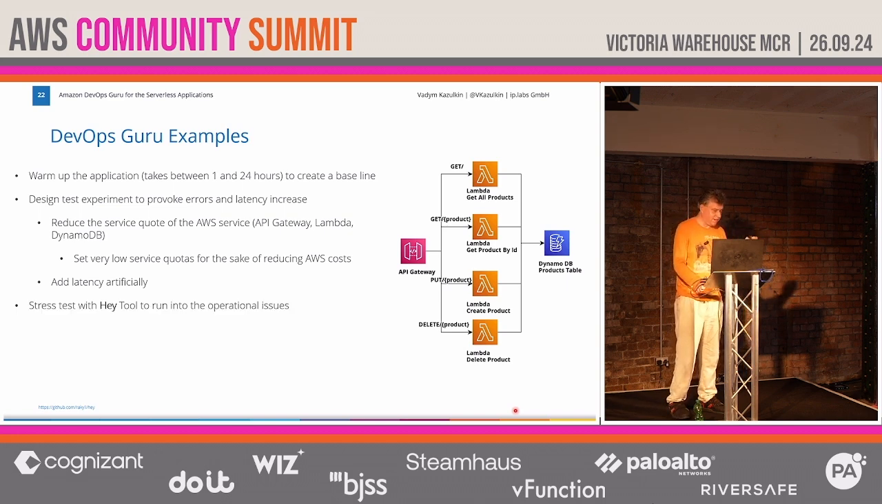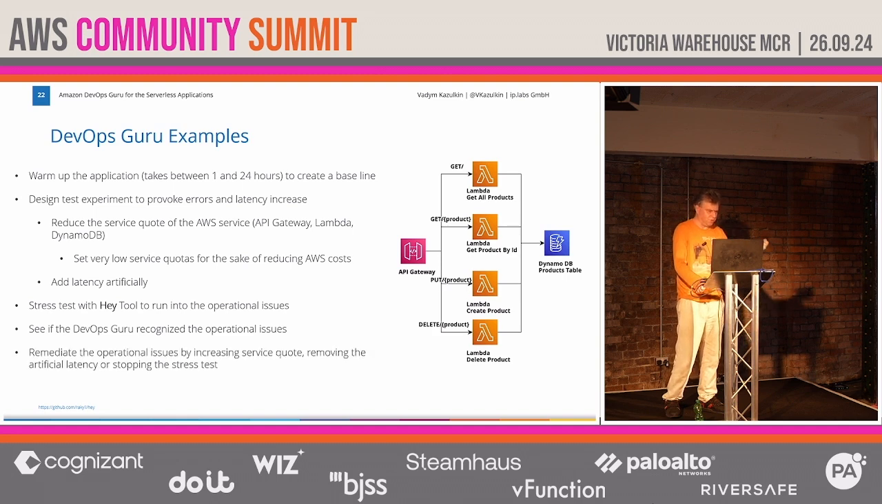I used the stress tool Hey for this. You can use something else, it just doesn't matter. Hey works similarly to curl, and it's very easy to create some stress on the system. And we will see if DevOps Guru recognizes the incident. We will then stop the stress test tool so that the application becomes healthy, and we will look at whether DevOps Guru can recognize that and close the insight.